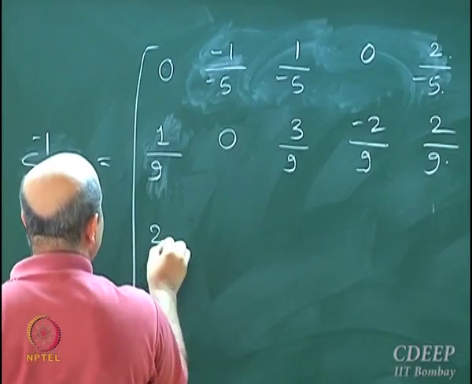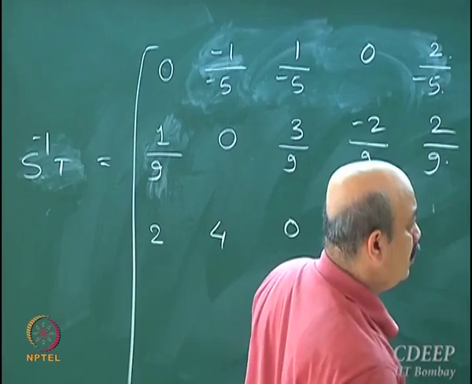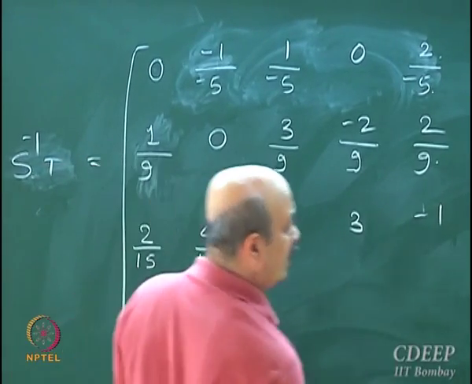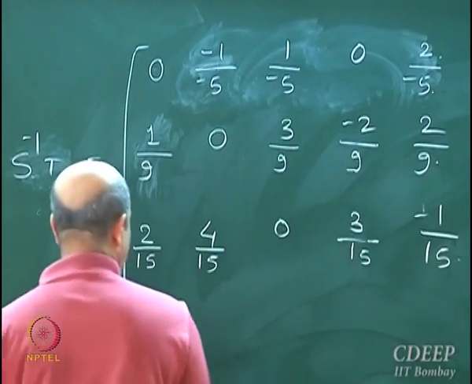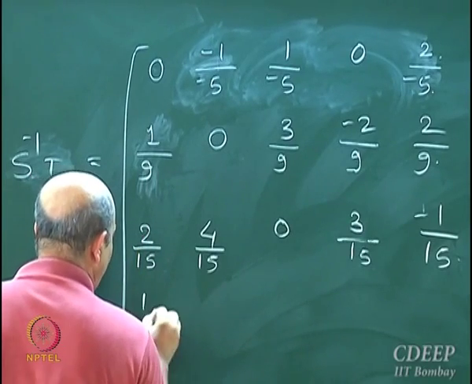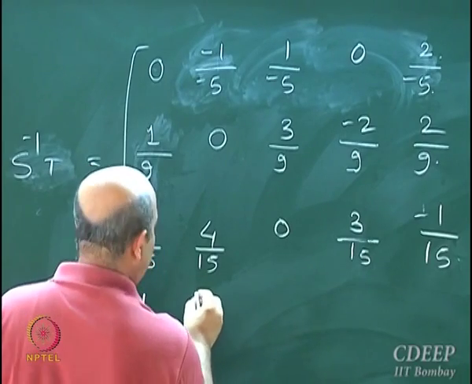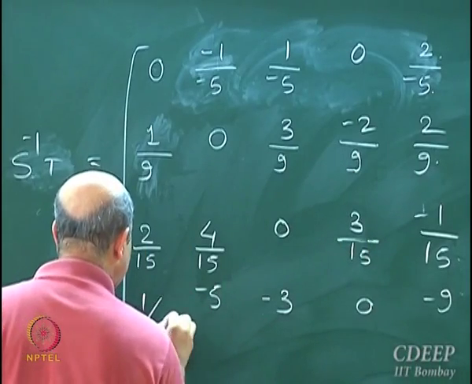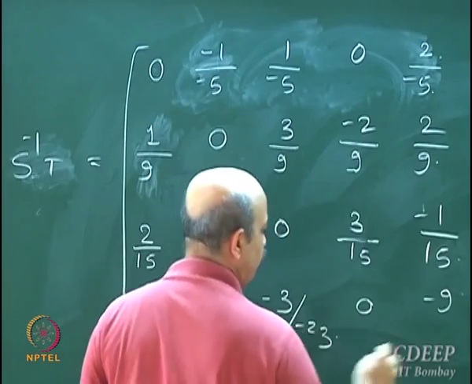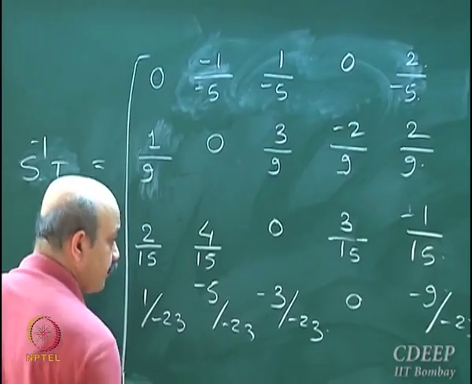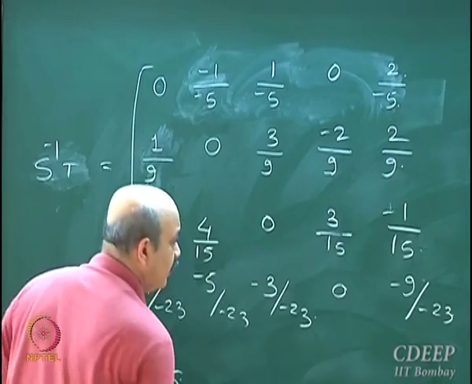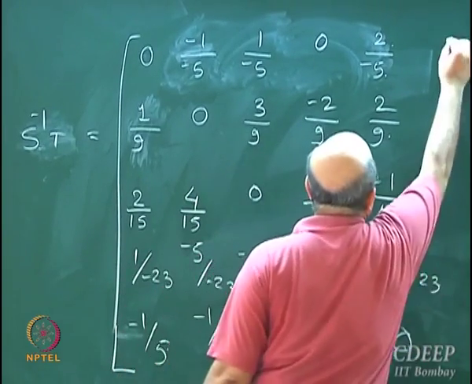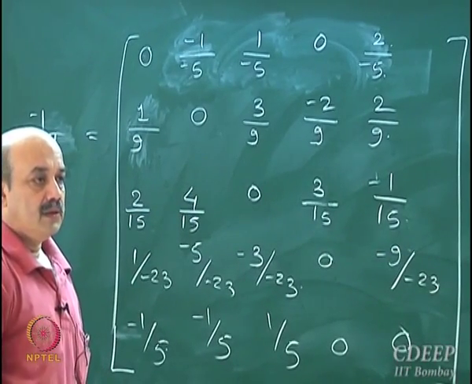Then what is this? 2, 4, 0, 3, -1, divided by 15, 15, 15, and 15. Then the next one is 1, -5, -3, 0, and -9 divided by -23, -23. And the last row is -1/5, -1/5, 1/5, 0, 0.